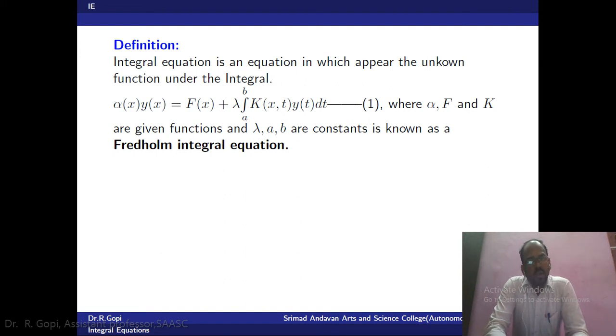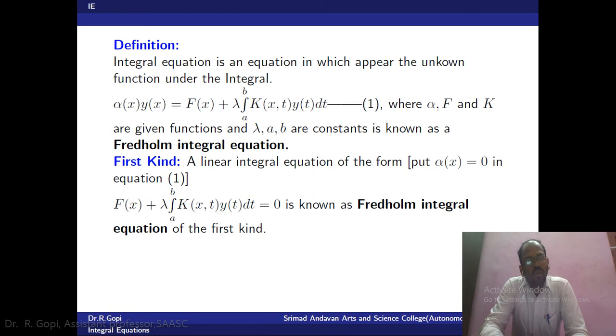And also, y of x is a known one and y of t is an unknown function. Here y of t is an unknown function. Then we have to categorize into first kind and second kind, homogeneous and non-homogeneous. So first kind is nothing but alpha of x equal to 0.